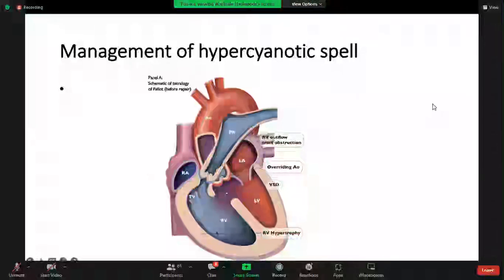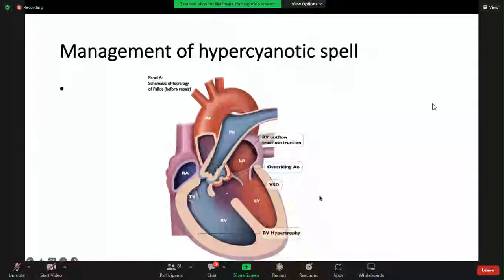Right ventricular pressure is more than the left. So VSD, if it is a normal VSD, the shunt would be from left side to the right. But because of this right ventricular hypertrophy and pulmonary stenosis, the pressure is high compared to the left on the right side. So the shunt will be from right to left. That's what happens in tetralogy of Fallot. That's why you would appreciate cyanosis.